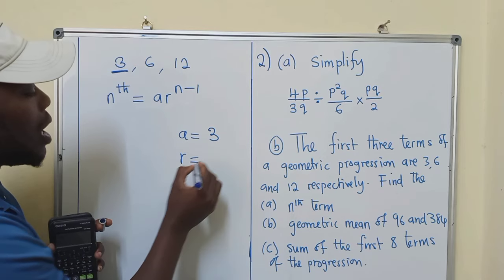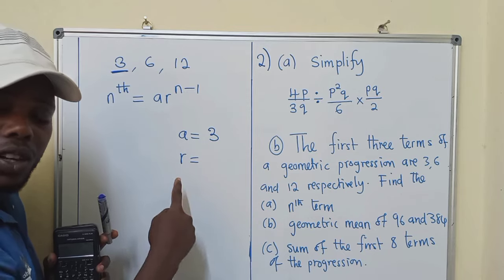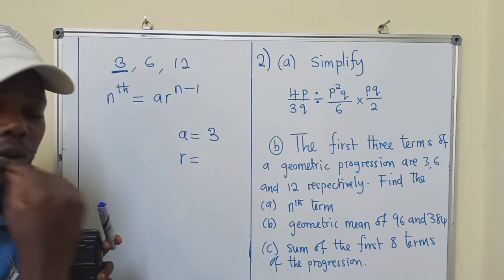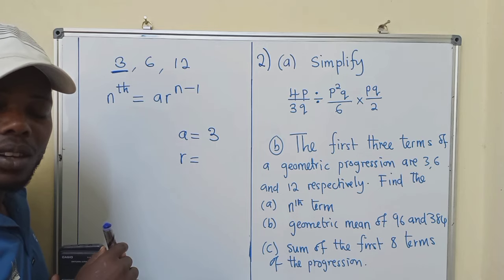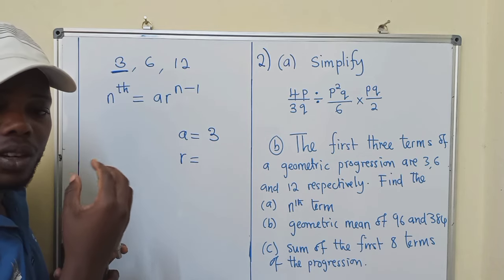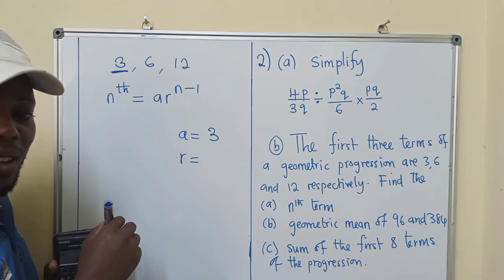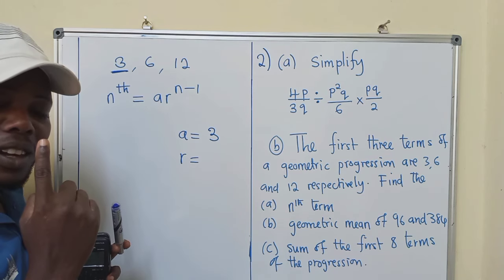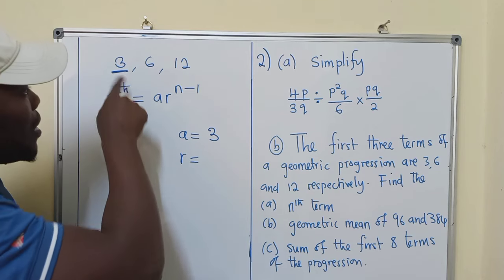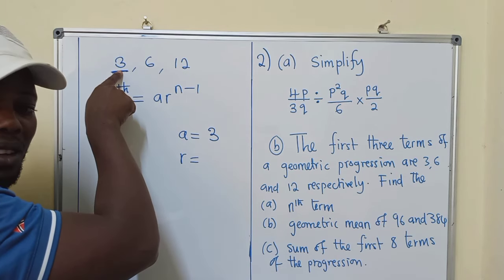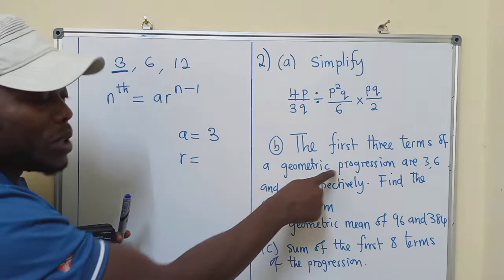And then our R, how do we find R? This is a common ratio. For the R, you can say what you want to say. Just give it a try. The number between 3 and 6? Okay, I think you're talking about arithmetic progression. For arithmetic progression, it's this minus this. That's AP. Now we're dealing with the GP.